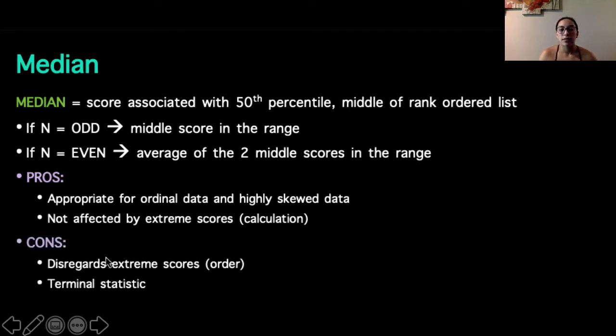However, in terms of cons, it also disregards those extreme scores. So the calculation is not affected, but we still, similar to a mode, don't get much information about how big that extreme score is and how it might affect other calculations. The median is also a terminal statistic, so after you calculate the median, your analysis stops there. You can't really use that information in any other types of statistical tests.